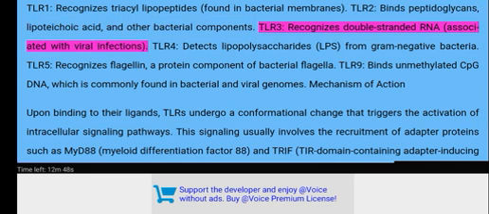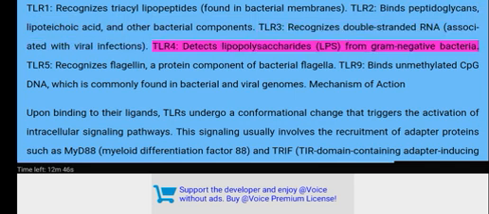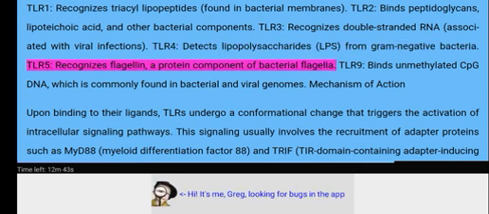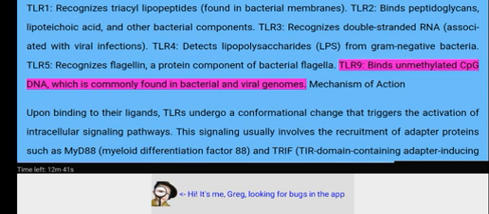TLR3 recognizes double-stranded RNA associated with viral infections. TLR4 detects lipopolysaccharides, LPS, from gram-negative bacteria. TLR5 recognizes flagellin, a protein component of bacterial flagella. TLR9 binds unmethylated CpG DNA, which is commonly found in bacterial and viral genomes.